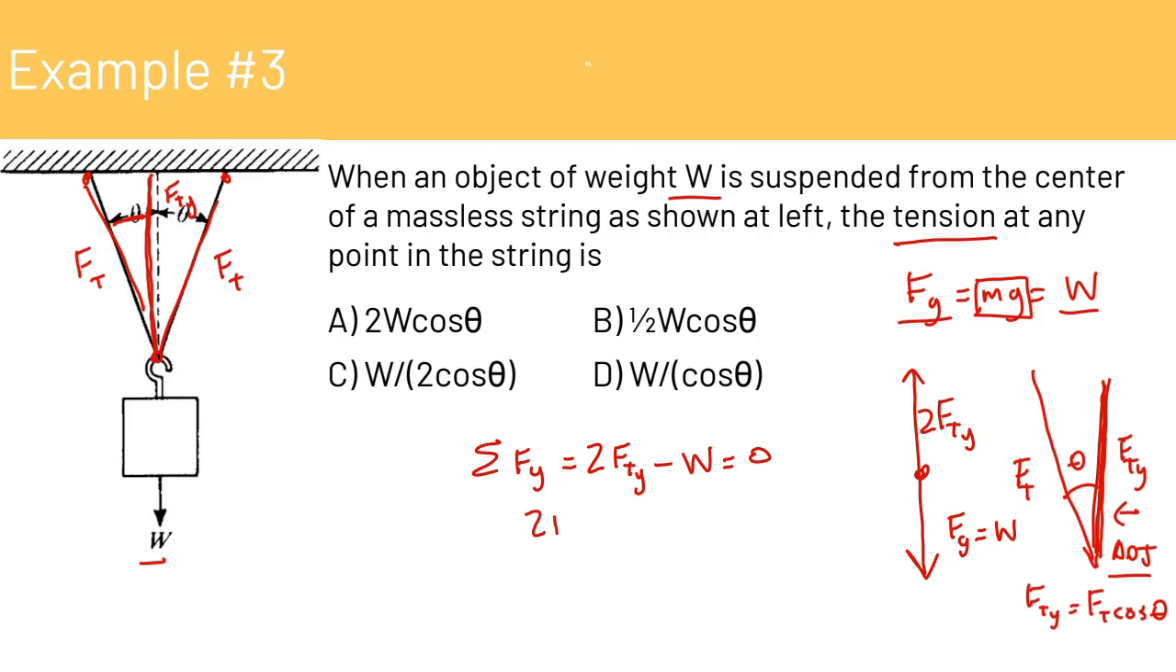So we have 2 times Fty equals the weight. So Fty we know is Ft times cosine theta, so we can replace that. So we have 2 times Ft cosine theta is equal to W. Now we're solving for Ft, so I'm going to divide both sides by 2 times cosine theta. So we have Ft is equal to W divided by 2 cosine theta. So our answer choice then is W over 2 cosine theta, which is answer choice C.